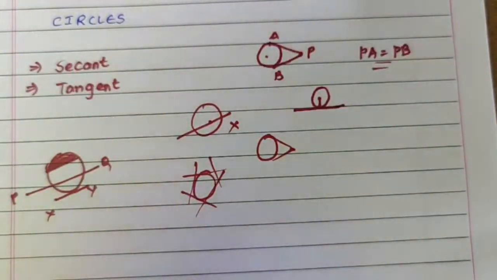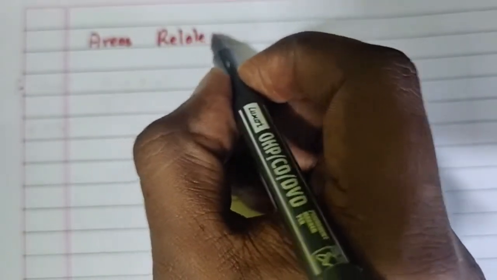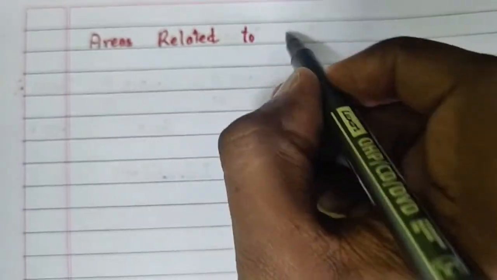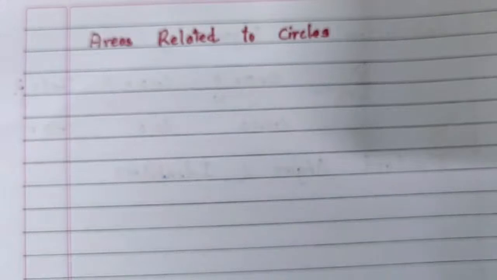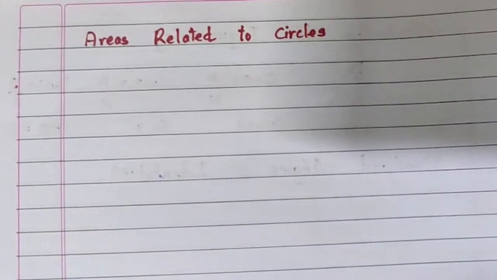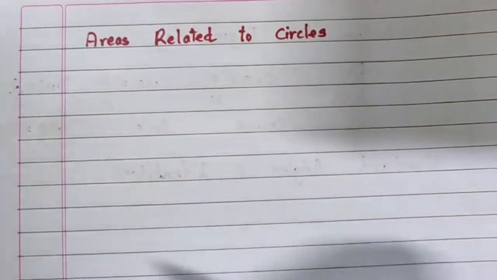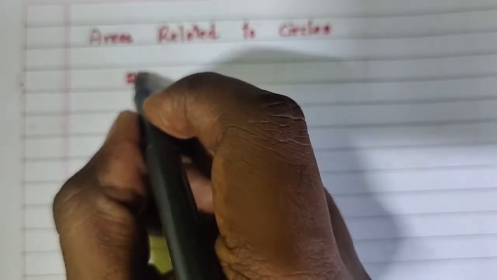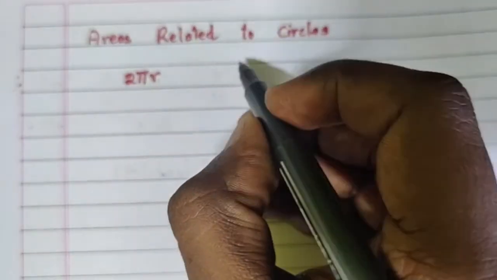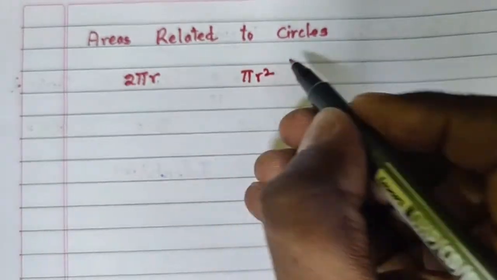Next unit, areas related to circles. See, the shaded region concept has been deleted. Now, the circumference of the circle is given by the formula 2 pi r. Area of circle is pi r square.